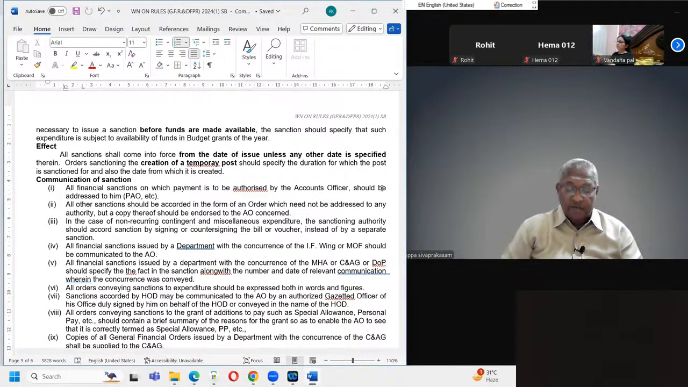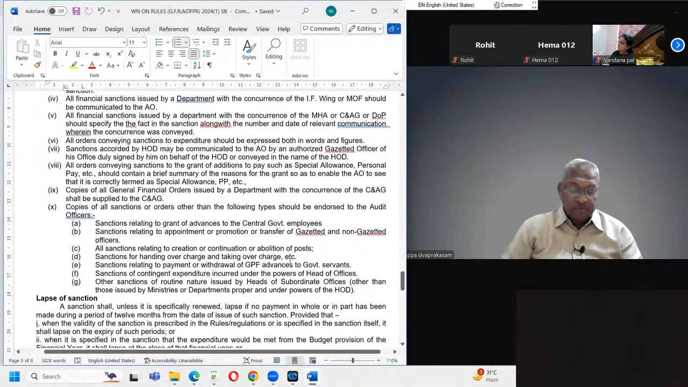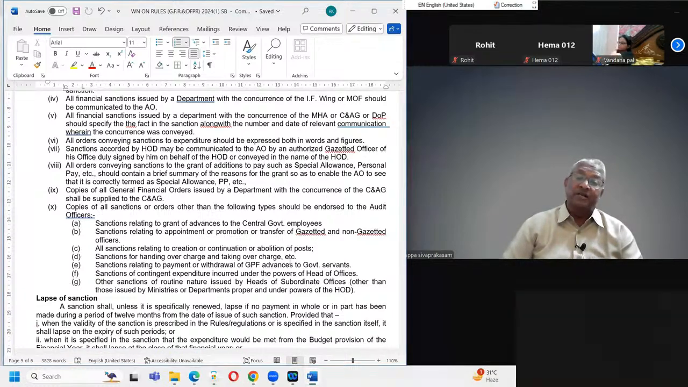Sanctions accorded by head of the department may be communicated to the accounts officer by an authorized registered officer of his office duly signed by him on behalf of the head of the department or conveyed in the name of the head of the department. कोई भी sanction ऐसे photocopy करके भेजना नहीं चाहिए. That should be countersigned by a gazetted officer.